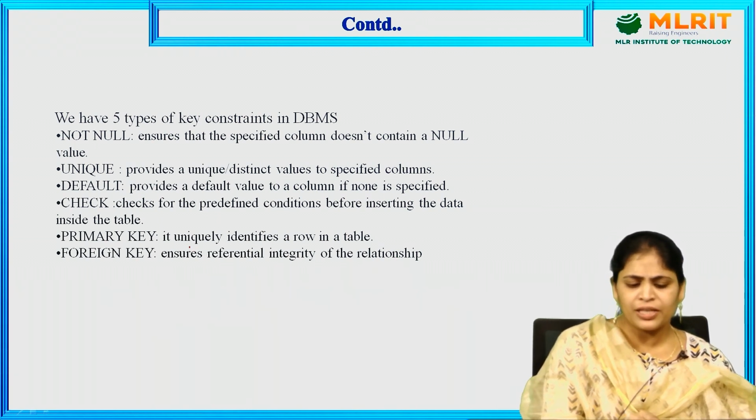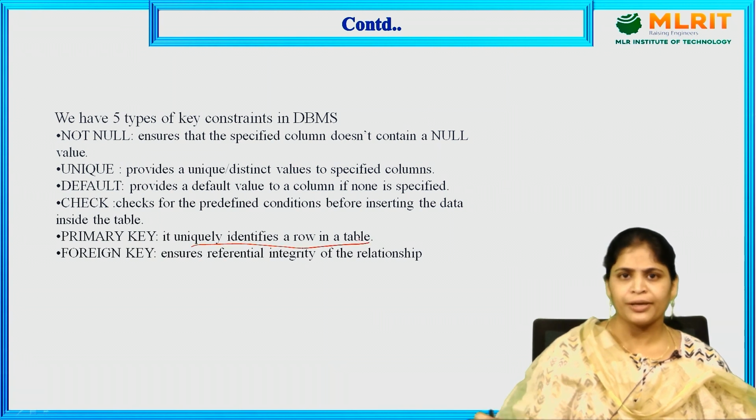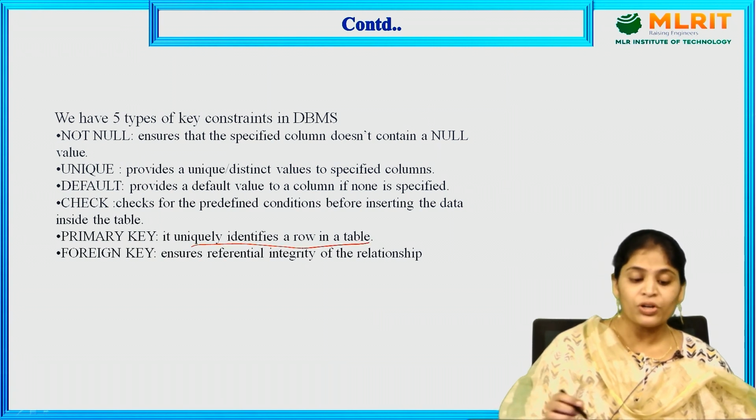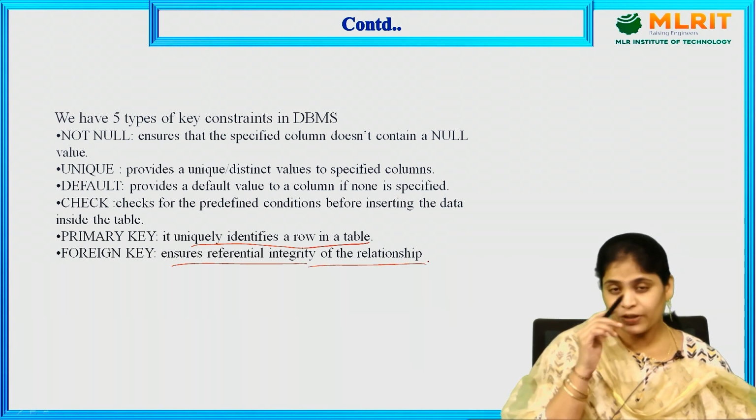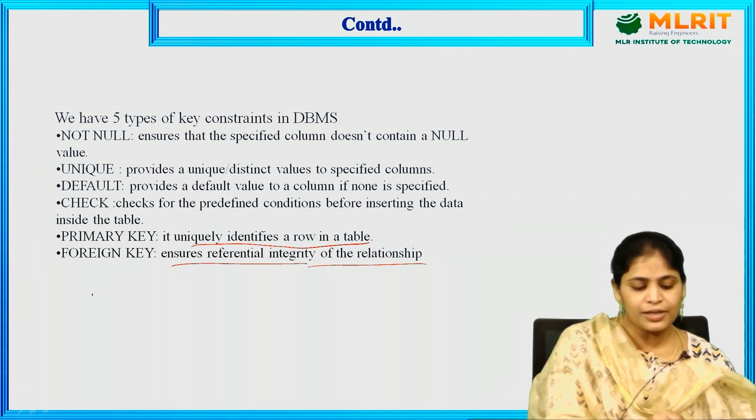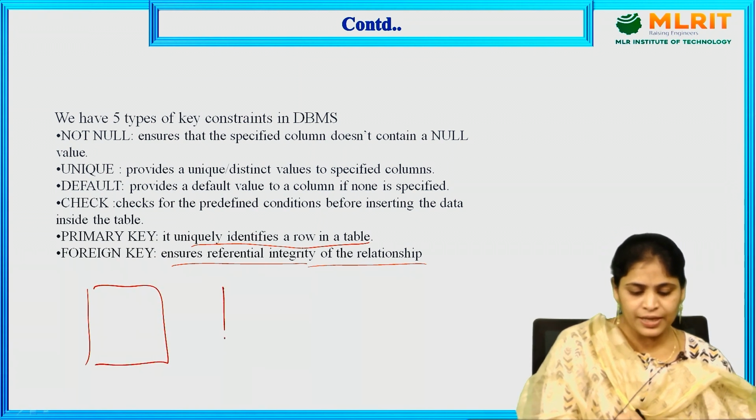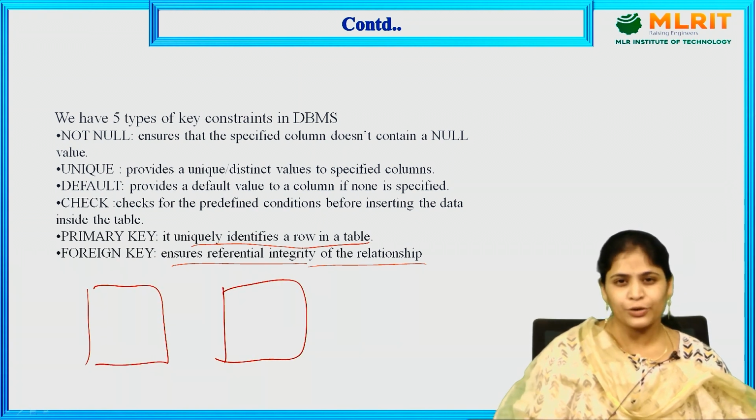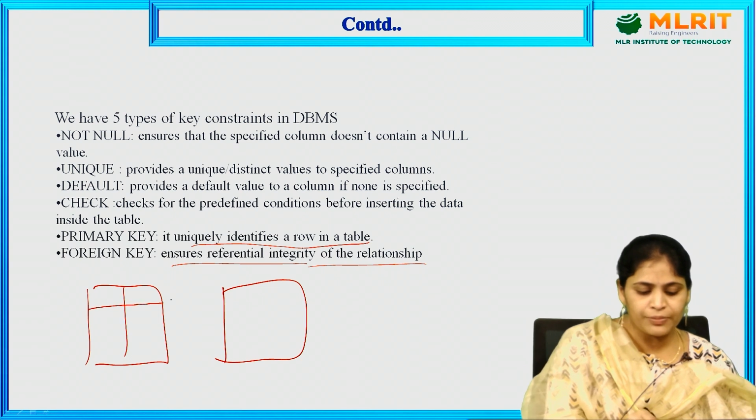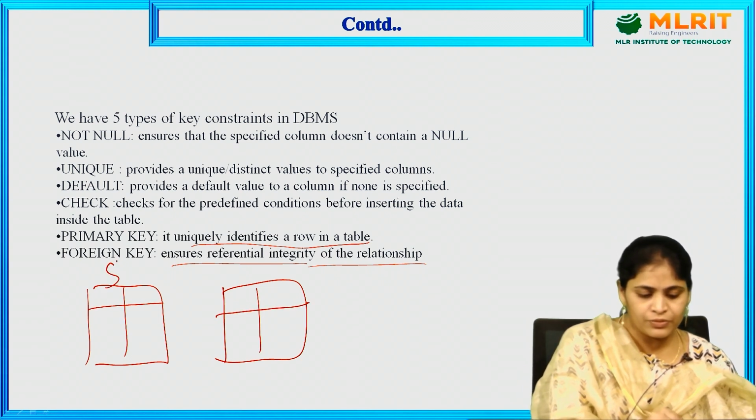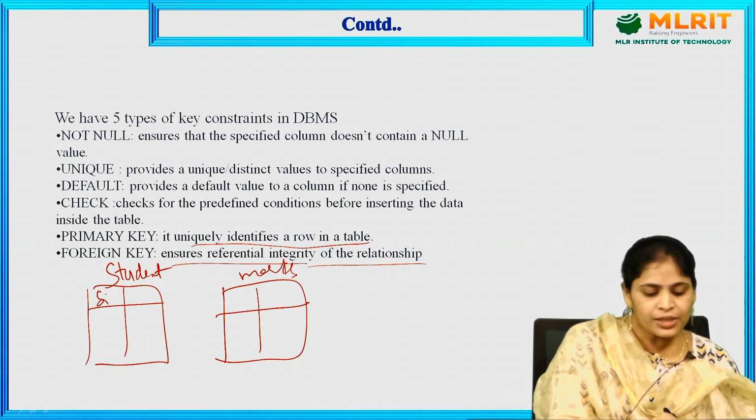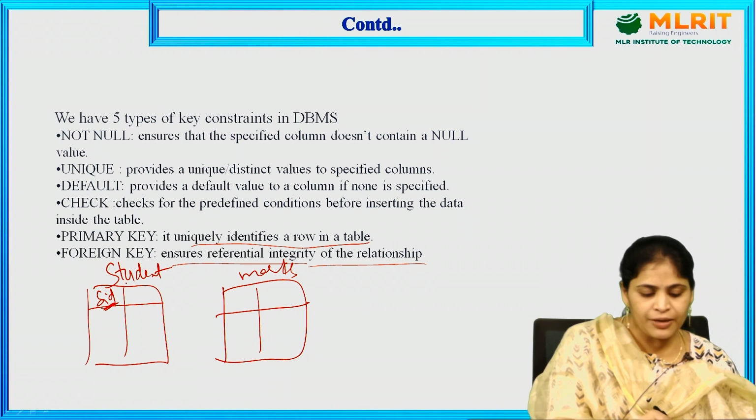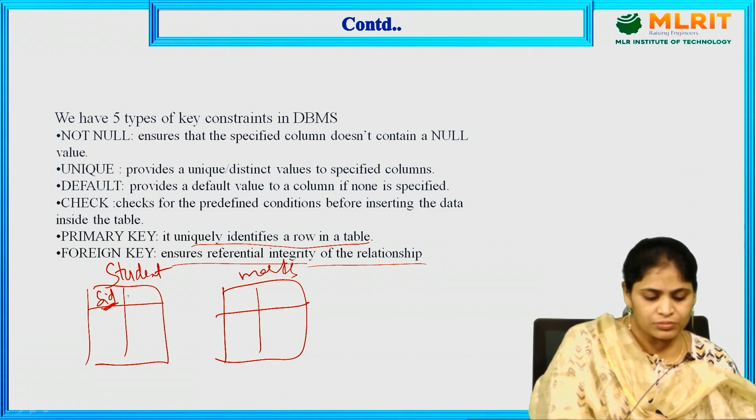Next, primary key. It uniquely identifies a row in a table, as I said before. What is foreign key? It ensures referential integrity of the relationship. Let us deal with this with a basic example. Let us consider two tables. The first one is the student table, the second one is the marks table. This is the student table and this is the marks table. Here let us consider SID as primary key, and here name.